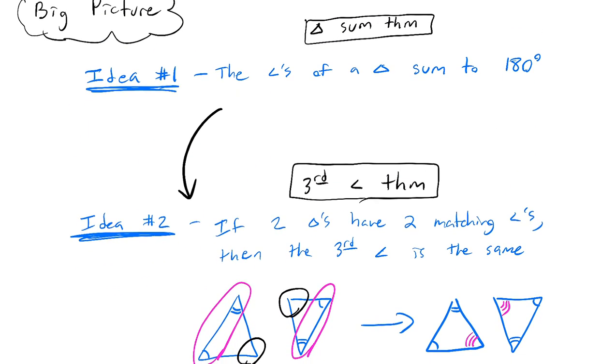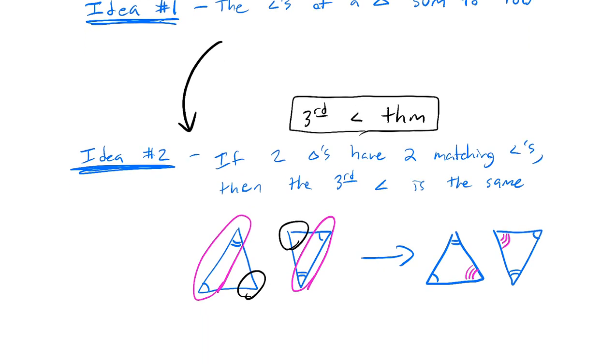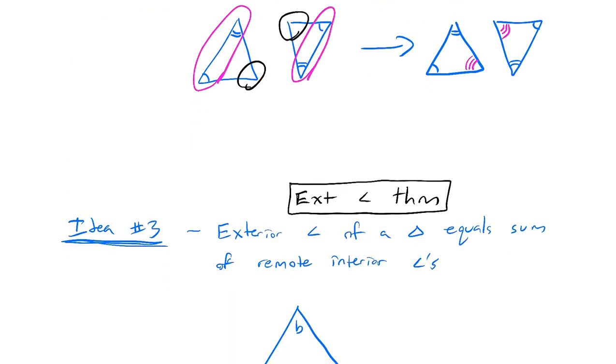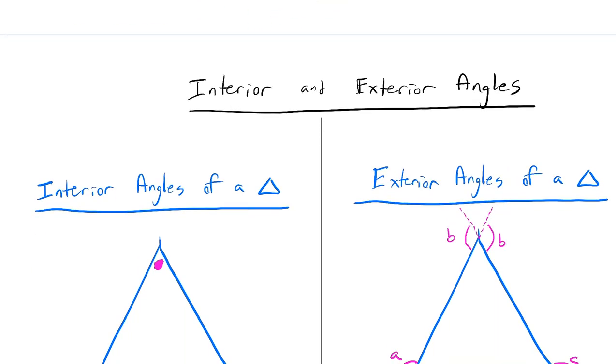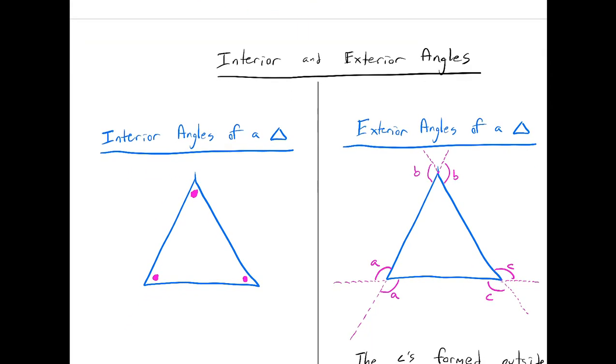Triangle sum, that they add up to 180. The third angles must be the same if two angles are the same, and the exterior angle theorem. Okay, let's go through them one by one. Before we do that though, let's just develop language for talking about interior and exterior angles.